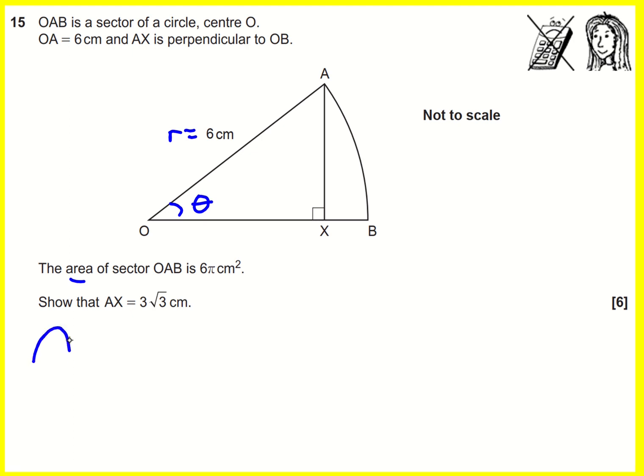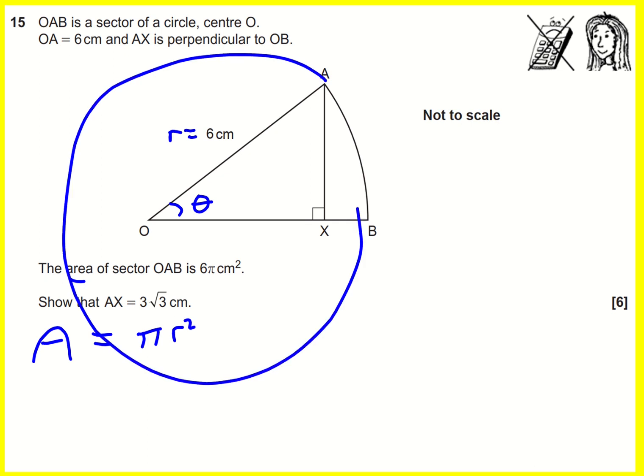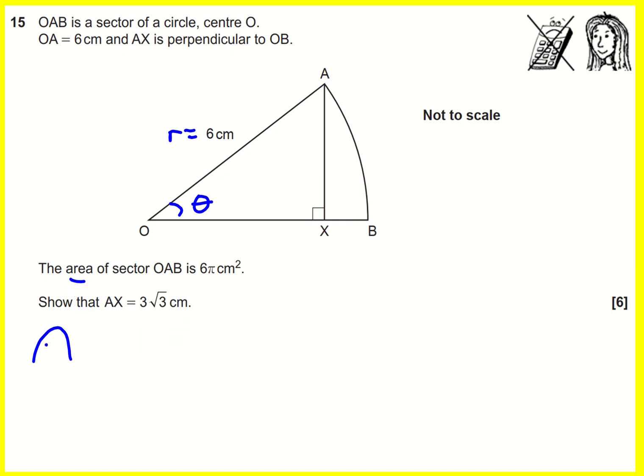So let's write down the area of the sector as a formula. It's going to be pi r squared, which is the area of the whole circle, but I don't have the whole circle. I've got a fraction of it, and the fraction I have is the angle divided by 360. That's the fraction of my circle. So that's a good starting point, because then I can write it in terms of some numbers that I know.